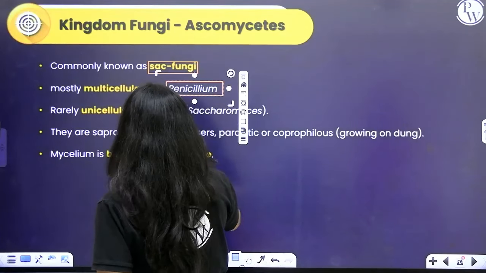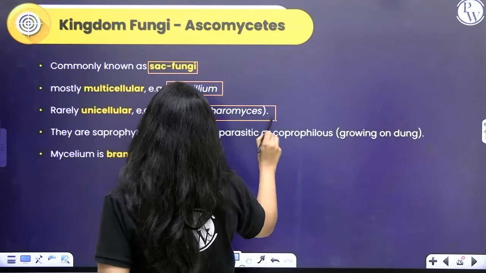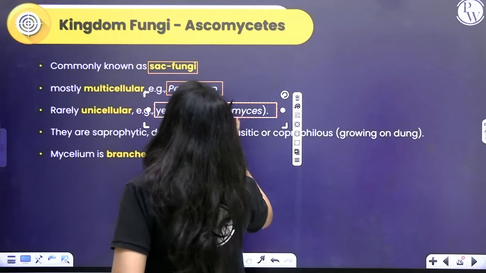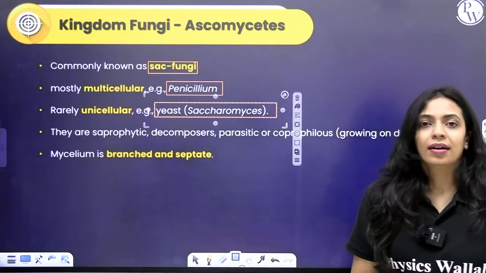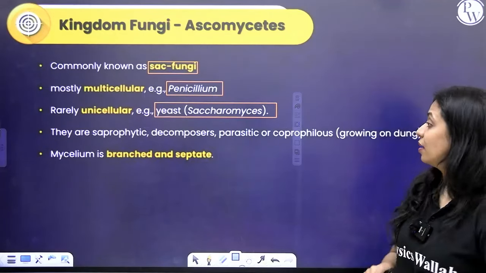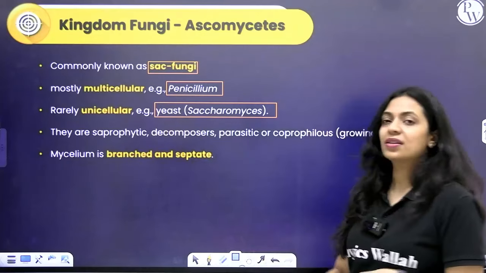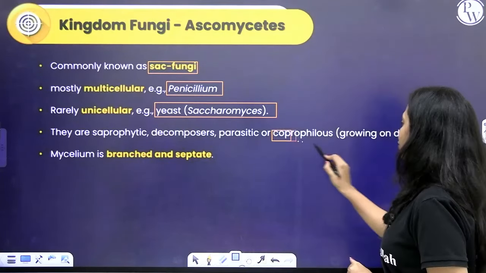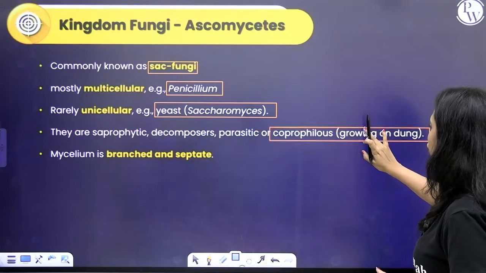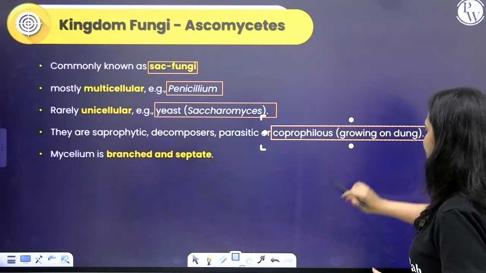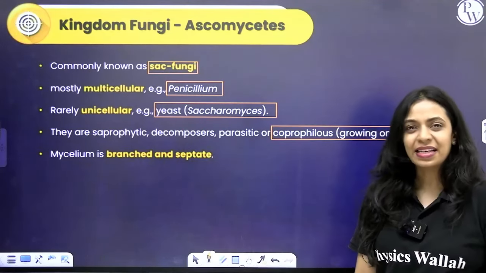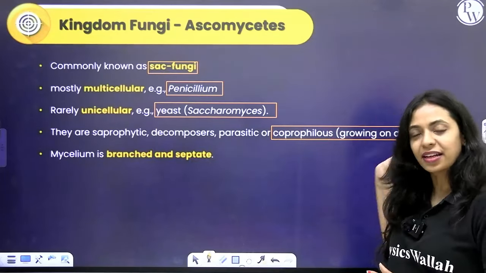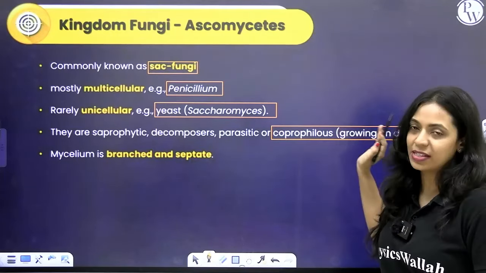Multicellular example, penicillium. Yeast, Saccharomyces cerevisiae, is an example of a unicellular ascomycete. Like most fungi, they are saprophytic decomposers. Some of them could be parasitic. One important point here, some of them are coprophilous. That means they grow on fecal matter. They grow on dung.